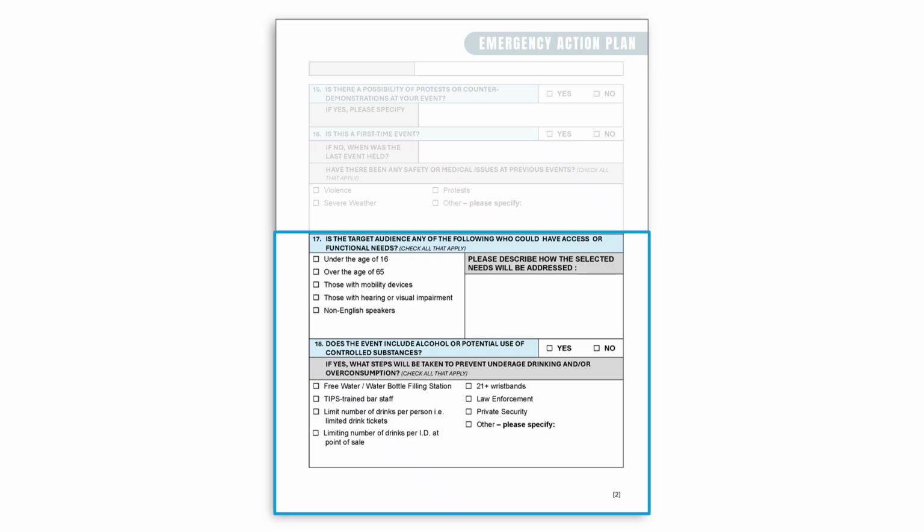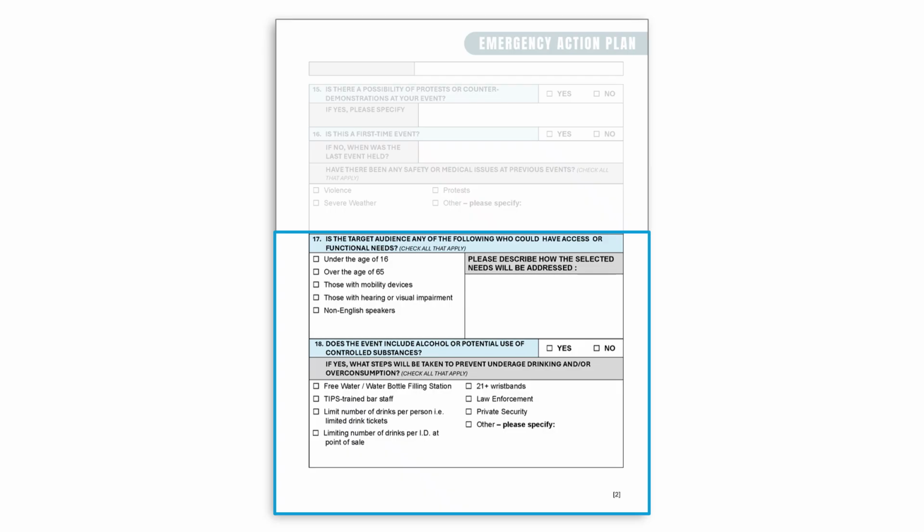Audience-specific considerations. The following questions will ask whether your event may include attendees with access or functional needs, involve alcohol or substance use, or take place during a major holiday or alongside other large events. These questions help you plan for accessibility, safety, and ensure jurisdictional resources are not overextended.